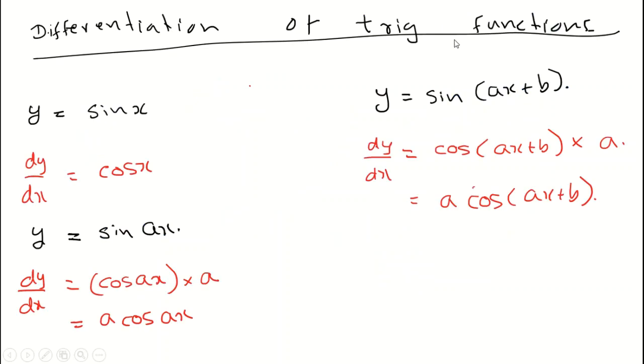Differentiation of trigonometric functions. If y is equal to sin x, then the differentiation of sin x is cos x. So dy over dx is equal to cos x. Y equals sin ax means cos ax into a. Again, we can use the chain rule to prove this. It is a cos ax. If y is equal to sin of ax plus b, then cos of ax plus b, when you differentiate this it is a. So a cos of ax plus b.